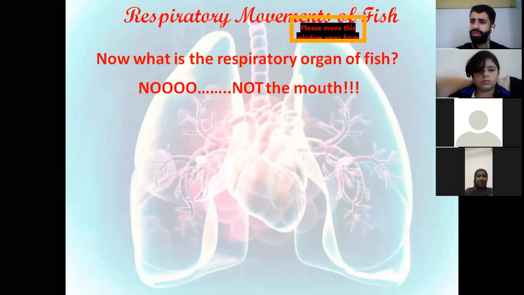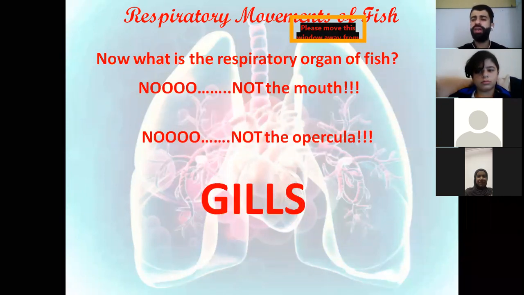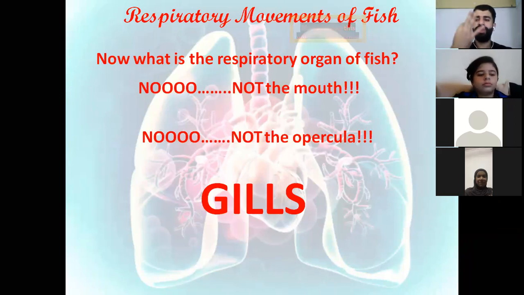Is it the mouth? No. Is it the operculum? No. So, the respiratory organ goes: gills. They are the respiratory organ in the fish. So till now, we have three different respiratory organs.